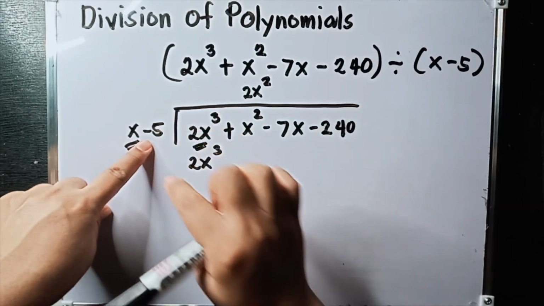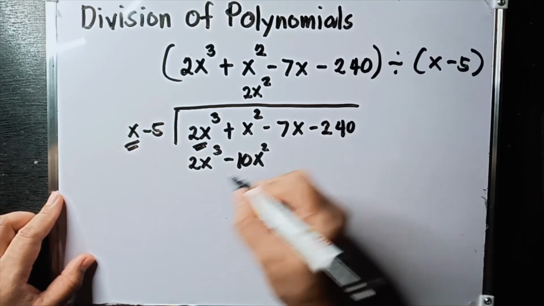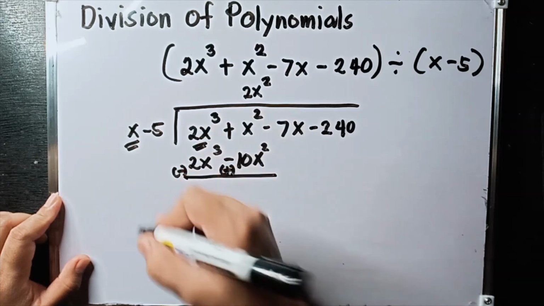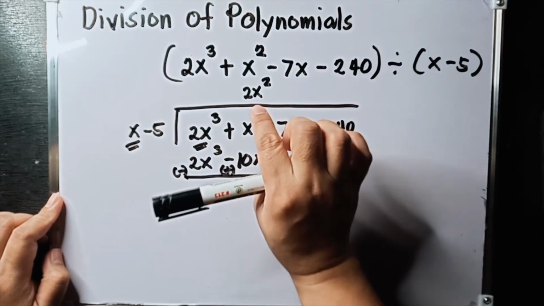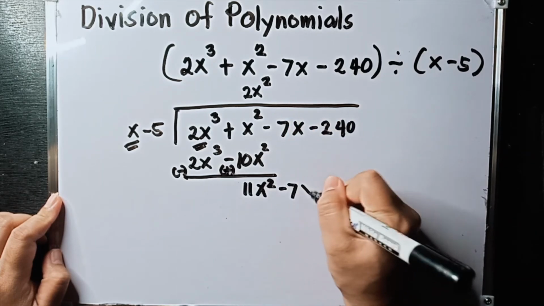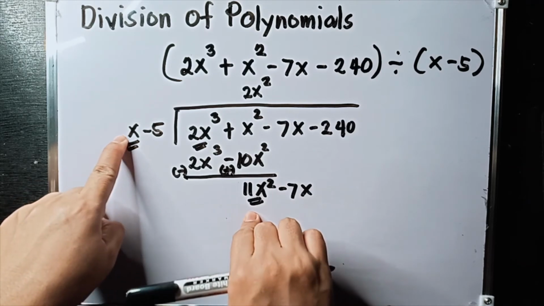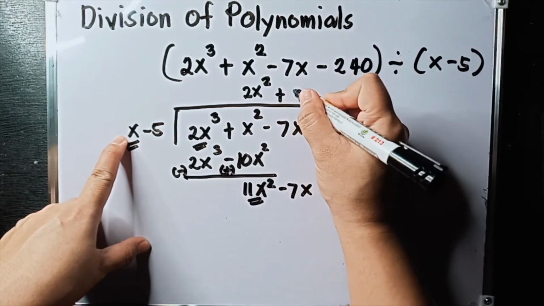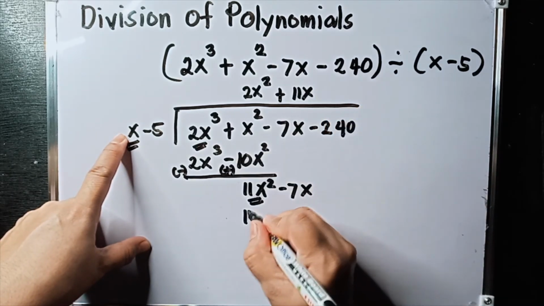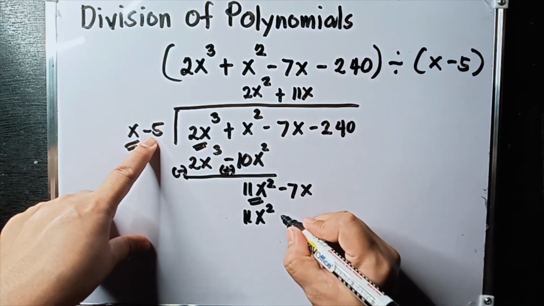2x squared times negative 5 is negative 10x squared. And then we subtract. So this one will become plus, this is minus, cancel. So 10x squared plus x squared is 11x squared. We bring down negative 7 here. Again, we divide this 11x squared by x. So we have positive 11x. 11x times x is 11x squared. 11x times negative 5 is negative 55x.